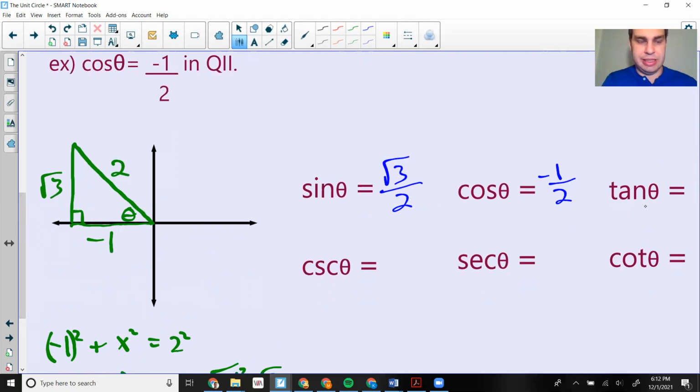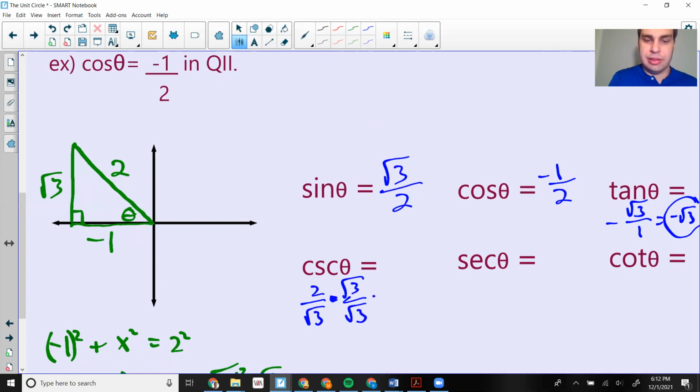Tangent, it's kind of on the side over here, but I'll put it below it. Tangent of theta is going to be the opposite, square root of 3 over the adjacent -1. Let's put our negative out there, which is just going to be negative square root of 3. Okay, cosecant, flip and simplify. This is now going to be 2 over the square root of 3. Oops, so I have to multiply this by the square root of 3 over itself, giving me 2 square roots of 3 over 3.